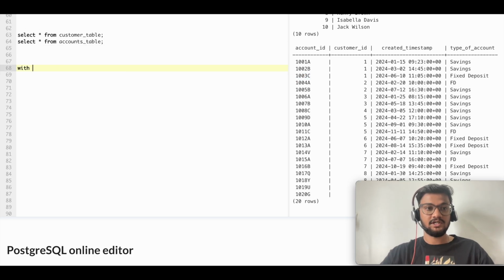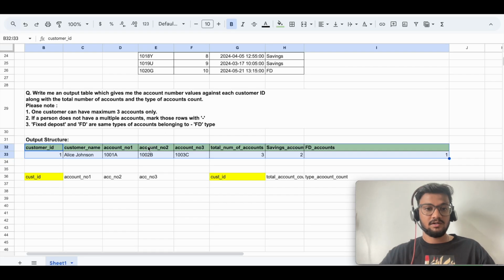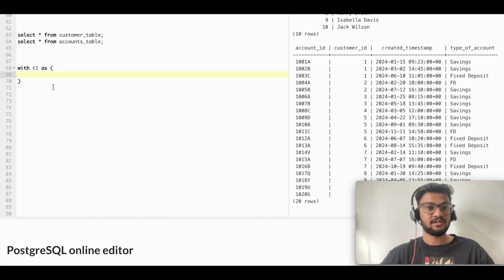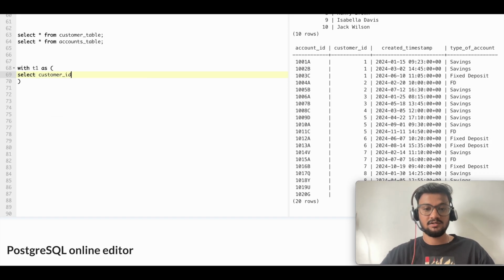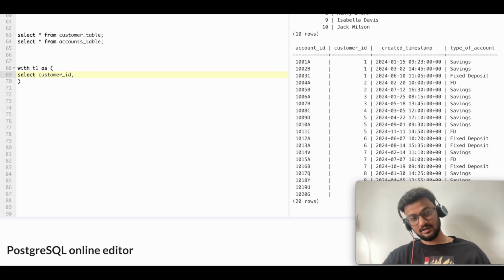Let's create our first CTE. The first CTE, let's keep the name as table T1, with, given as, here we will bring these account number values. So let's write select customer ID, comma. But before that, how will we know whether a customer's account number is the first account, is it the second account, is it the third account?